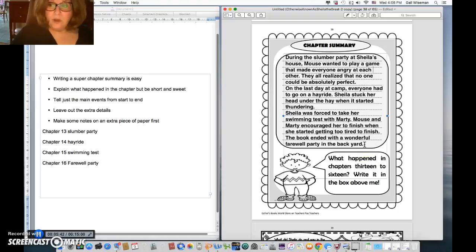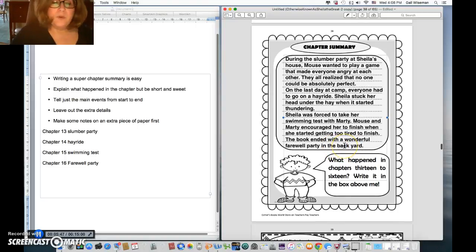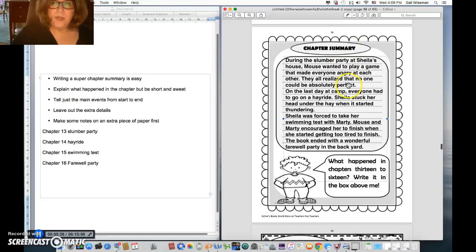I'm not going to talk about Jennifer. I'm not going to talk about Jennifer's friends. I'm not even going to mention who came to the party. We all know. We read it. So we're just going to leave it short and sweet. This is my chapter summary. I hope you liked it.